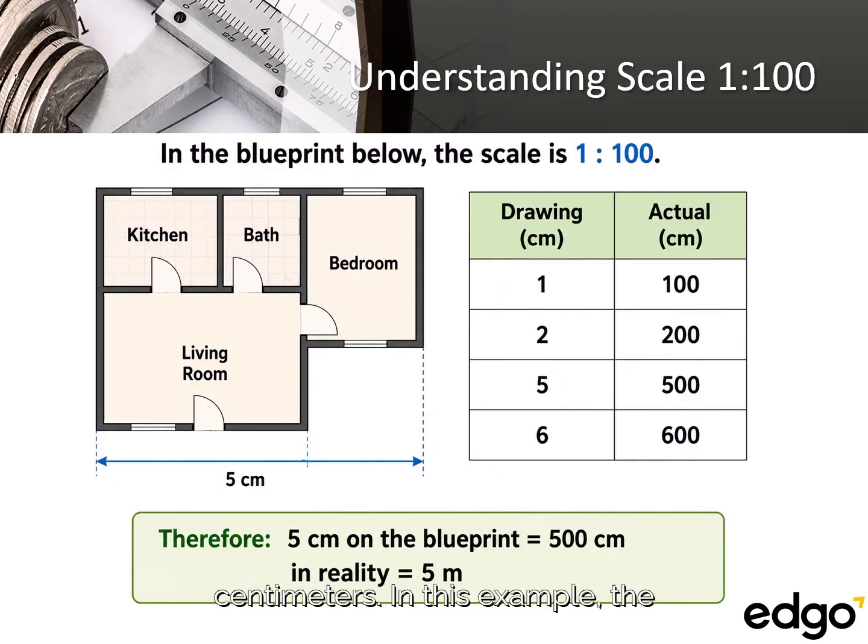In this example, the measured distance on the blueprint is 5 centimeters. So we multiply 5 by 100. That gives us 500 centimeters. Since 100 centimeters is equal to 1 meter, 500 centimeters is equal to 5 meters. Therefore, the actual distance represented by 5 centimeters on the blueprint is 5 meters.